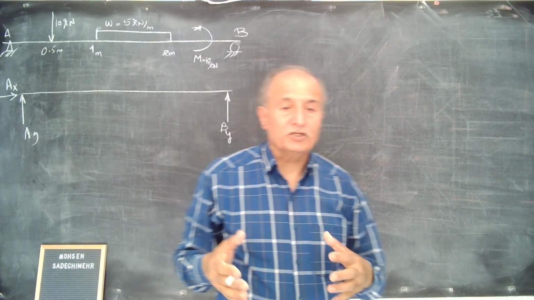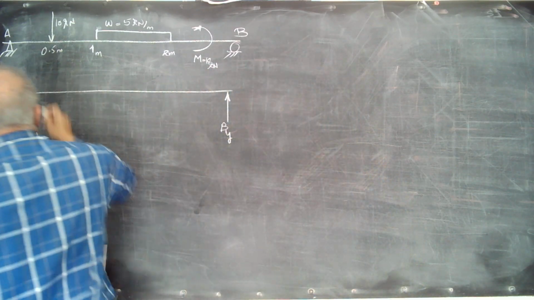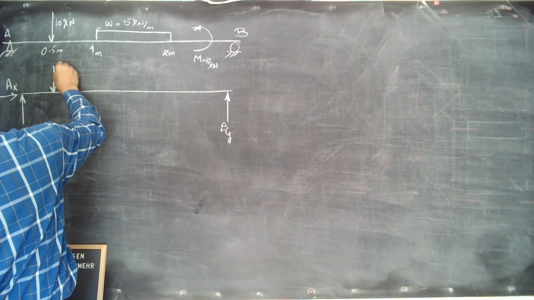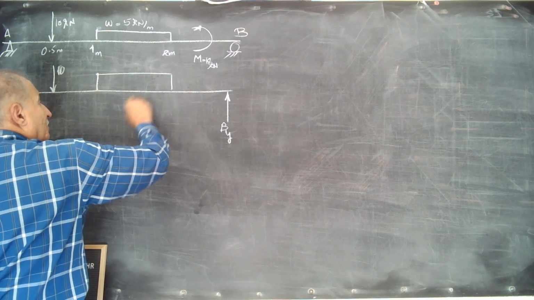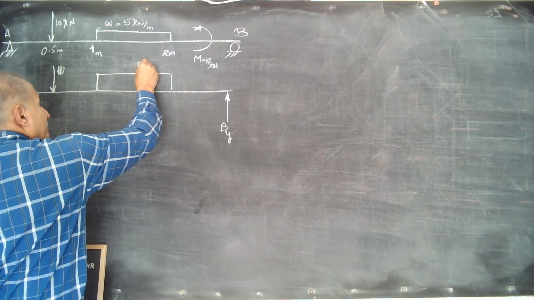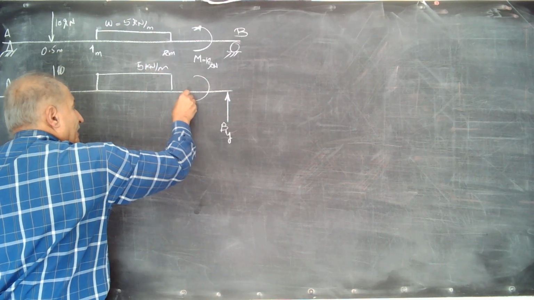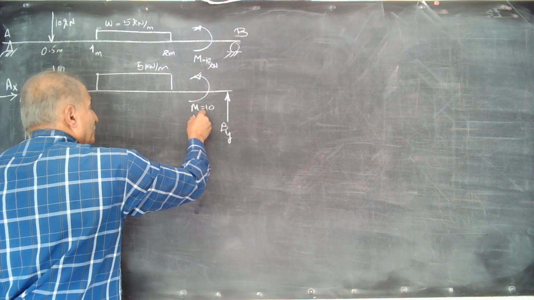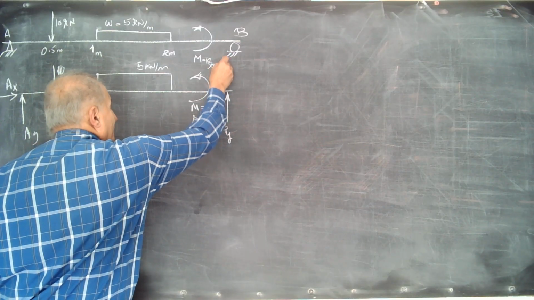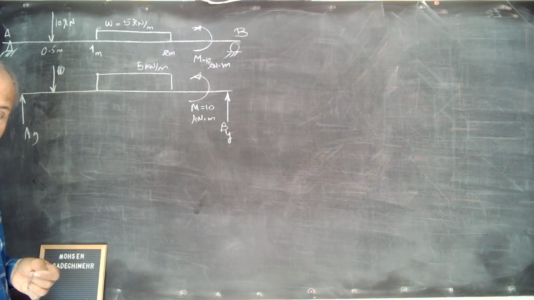Other loading conditions, I show them again. This is 10. This is the distributed load, 5 kilonewton per meter. And this is the concentrated moment, 10 kilonewton per meter. Let's correct this one as well.